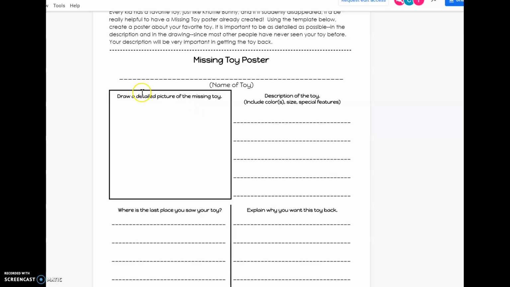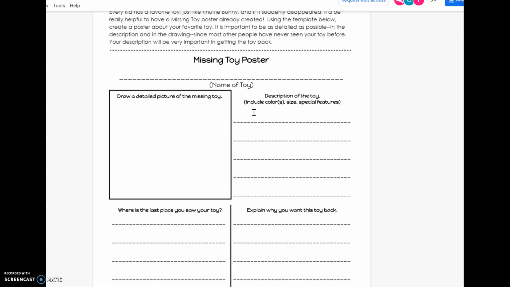So you need to draw a detailed picture of your missing toy here. So draw the picture of your toy, make sure that it has a lot of details like the color of the eyes, if it's a pet dog or a cat, right? Or if it's a doll, or if it's a bear. You're going to draw a detailed picture of it. Then in the description of the toy, you're going to include color, size, and special features.